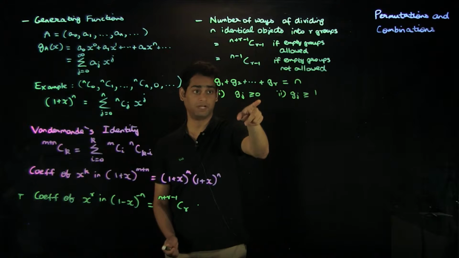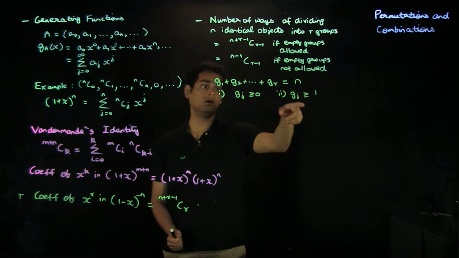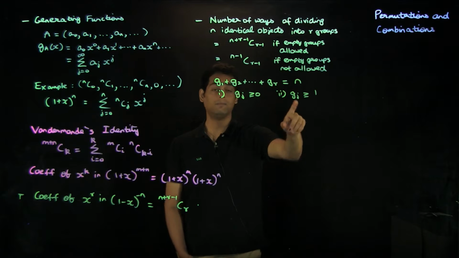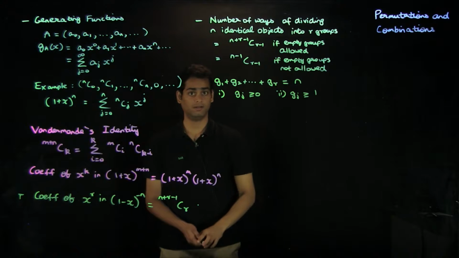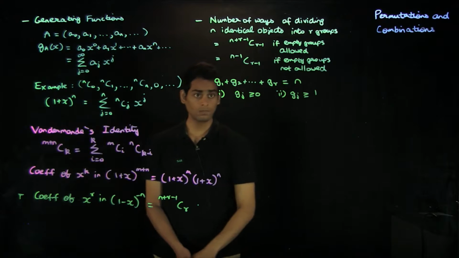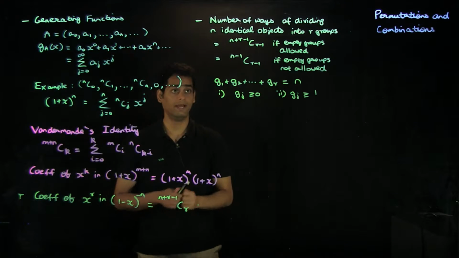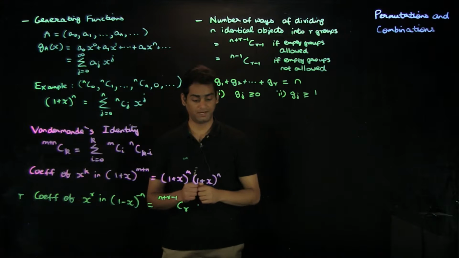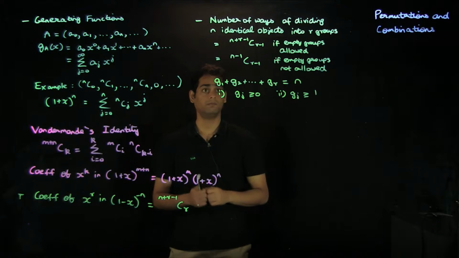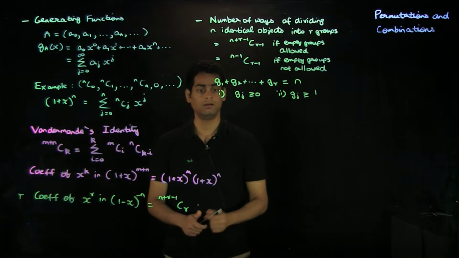In the first case, empty groups are allowed, so Gj is greater than or equal to 0 for all j, and in the second case, empty groups are not allowed, so Gj is greater than or equal to 1 for all j. Right. So to derive these results using generating functions, let's consider the following function.